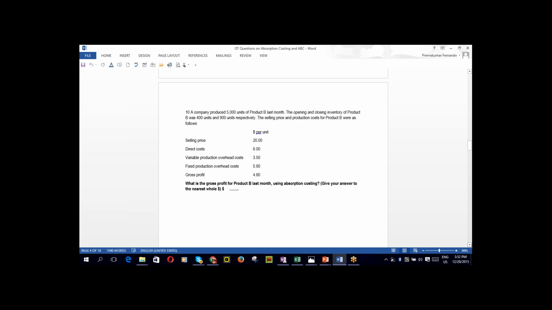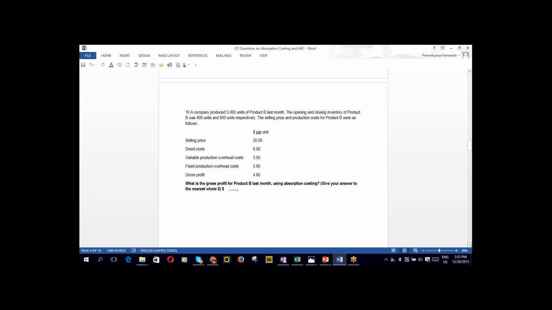A company produced 5,000 units of product B last month. Opening and closing inventory was 400 units and 900. So now you can see straight away the closing units have gone up by 500. Selling price, direct cost, variable production overhead are given. What is the gross profit using absorption costing? Give your answer to the nearest whole number. So we know the units have gone up by 500. So what is the gross profit for product B last month?